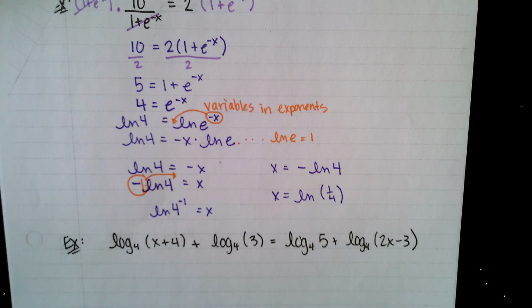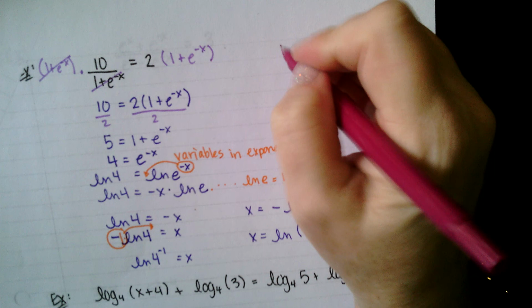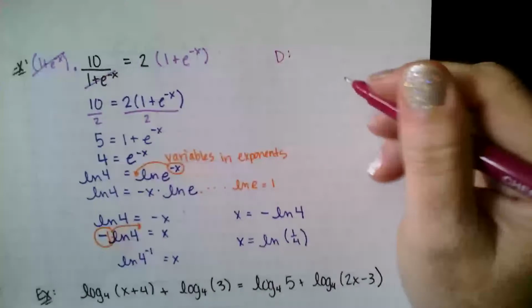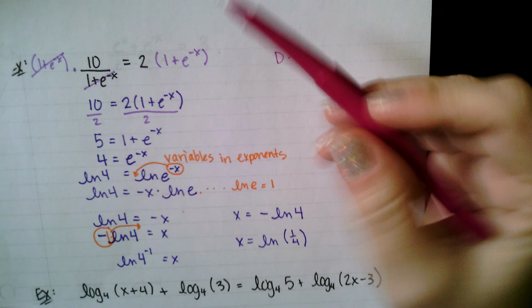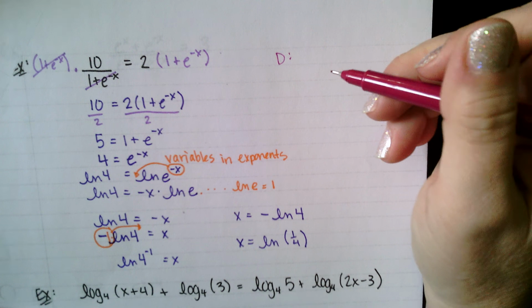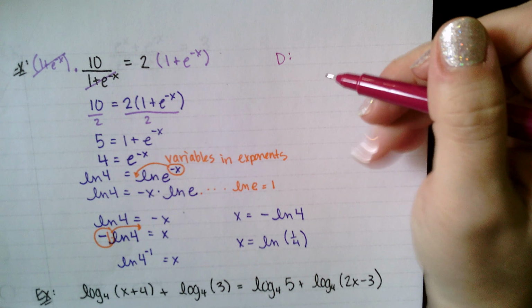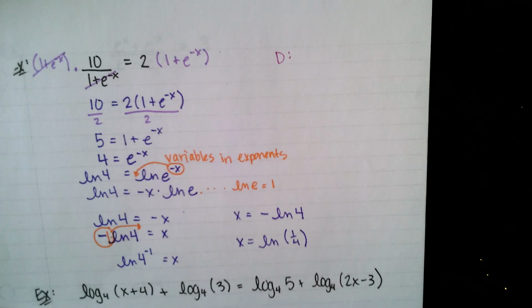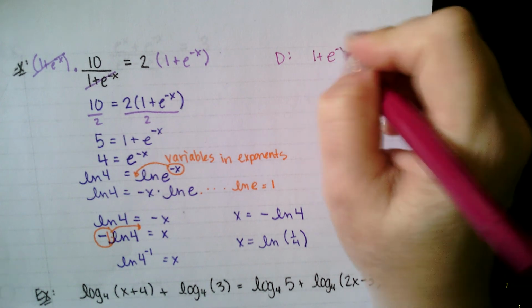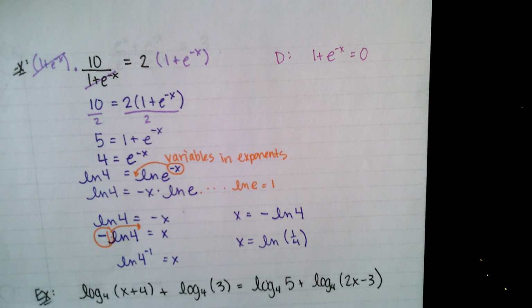Now let's talk domain. Remember, we have 3 things that we need to look at. One is if we have an even index radical with variables, which we don't. One is logarithms, which we don't have. But the other is variables in the denominator, and that we do have. So our strategy when we have variables in the denominator is to just take that denominator and straight off set it equal to 0, because that's what we want to avoid.